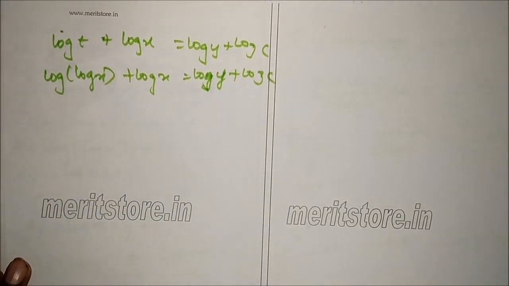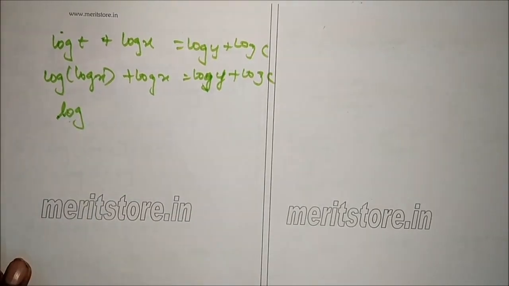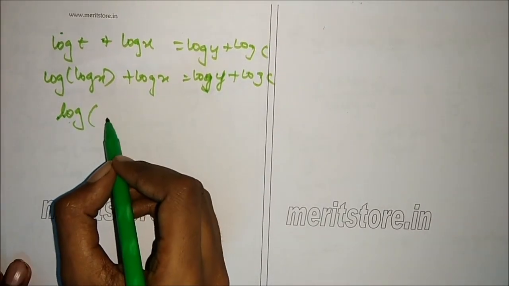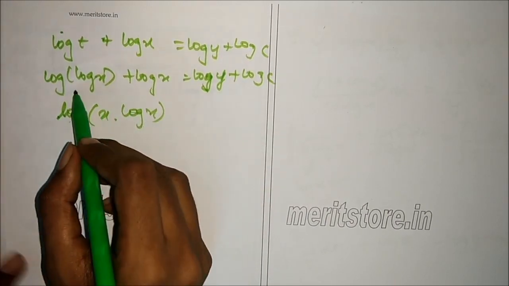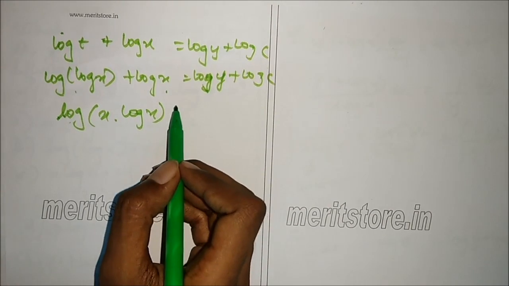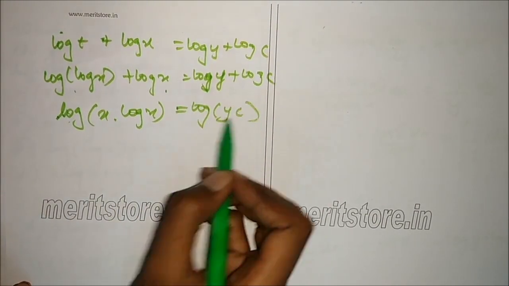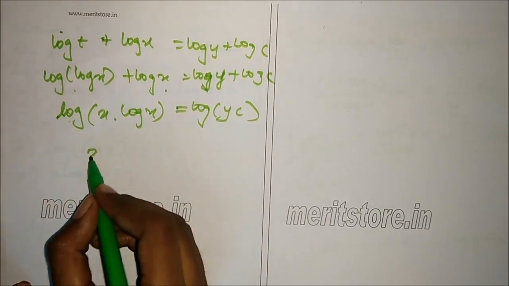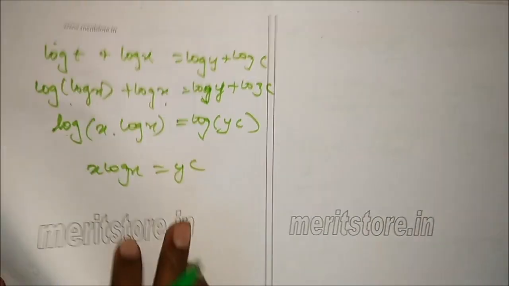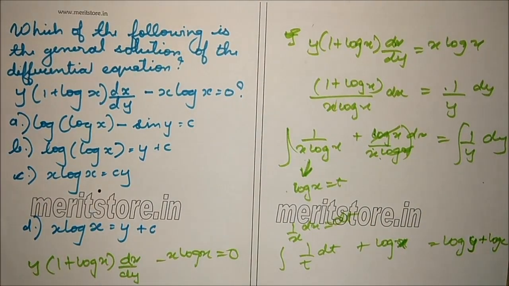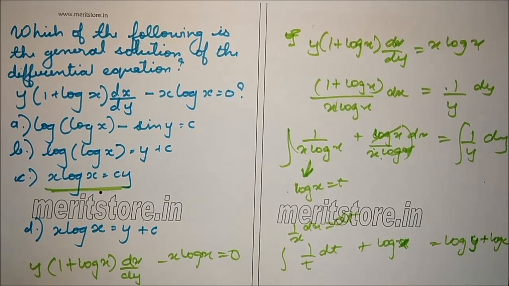So by law of logarithm, we can say log of x into log x, that is log of a plus log of b is log of ab. This is equal to log of y into c. So therefore x log x is equal to y into c. So if we compare it with the options, we get c, which is x log x equals y into c.